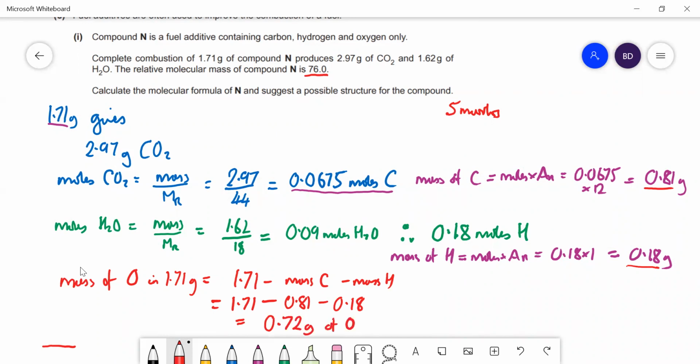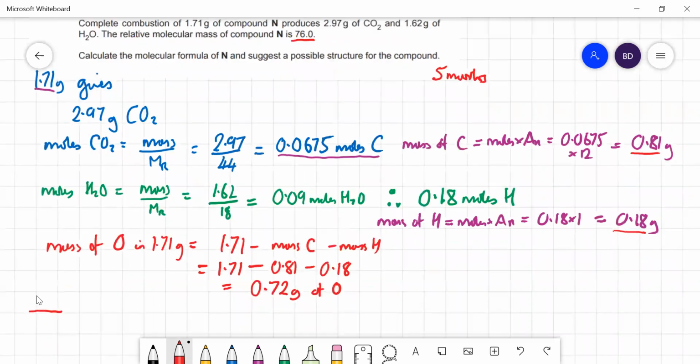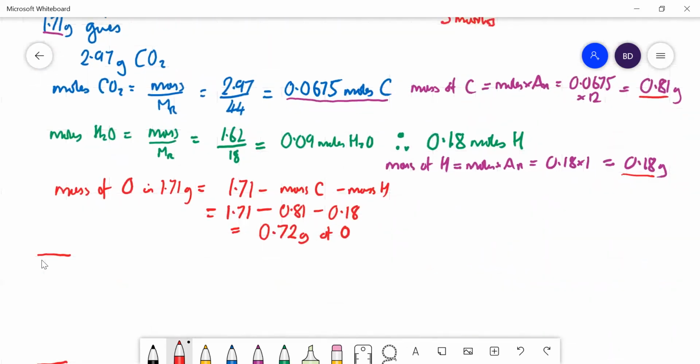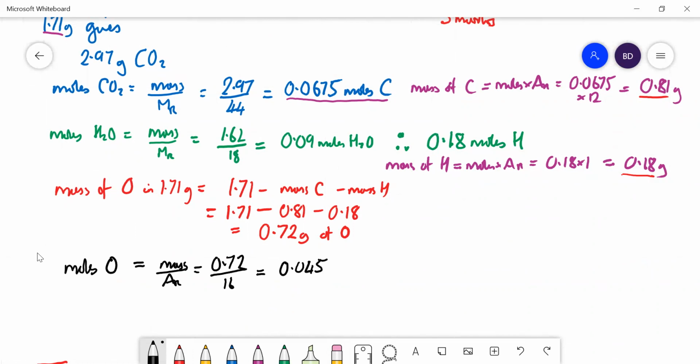of oxygen. So now we need to work out how many moles of oxygen we've got. Let's do that. So moles of O, not O2, sorry, just O, is equal to mass over the Ar of oxygen, 0.72 over 16 for oxygen. That is equal to 0.045. So now we've got our molar ratios of those, and I'll draw a little box around there.